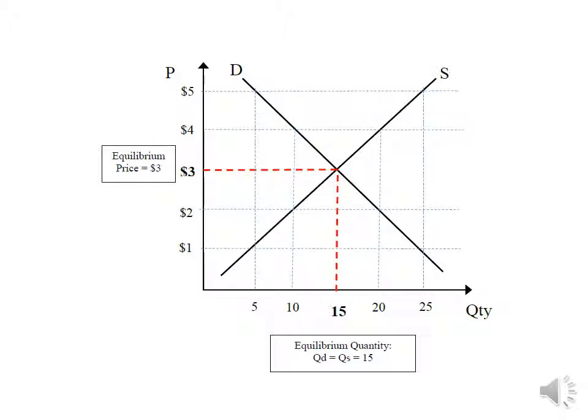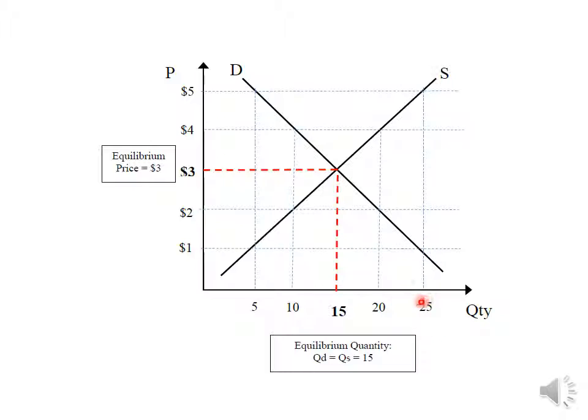Now this is how it looks when we put the demand and supply curves together. Let's revise a little bit. The demand curve is a downward sloping curve, from left to right. Why is it downward sloping? Because we are talking about consumer buying behavior. When the price is expensive, $5, high price, they buy very little, quantity 5 only. When the price is very low, $1, consumers want to buy a lot more, 25.